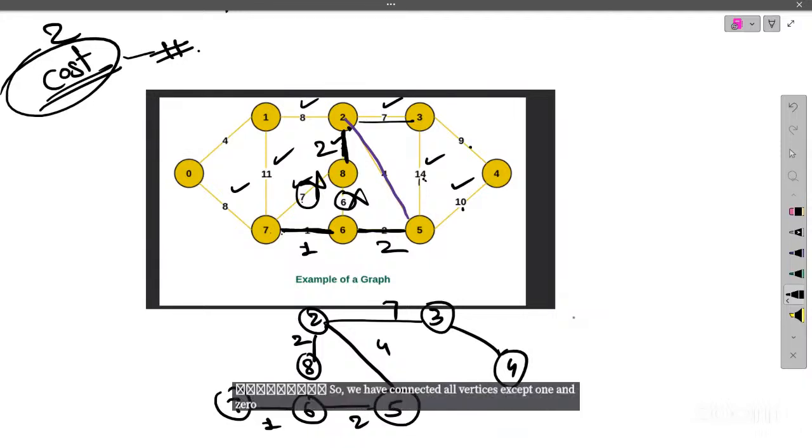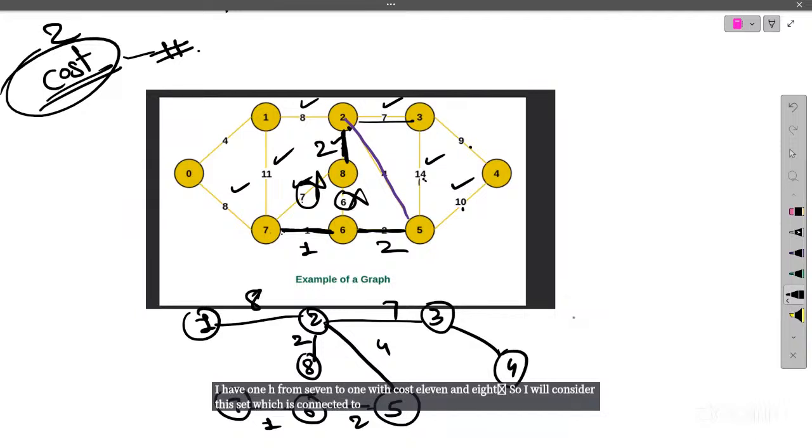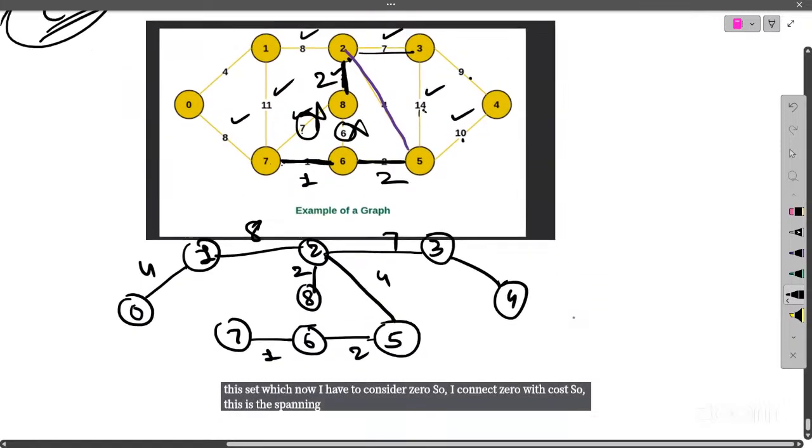If I want to connect 1, I have one edge from 2 to 1 with cost 8, and one edge from 7 to 1 with cost 11. So I'll consider the edge which connects 2 to 1 with cost 8. Now I have to consider 0, so I'll connect 0 with cost 2. So this is the spanning tree which we get by Prim's algorithm.